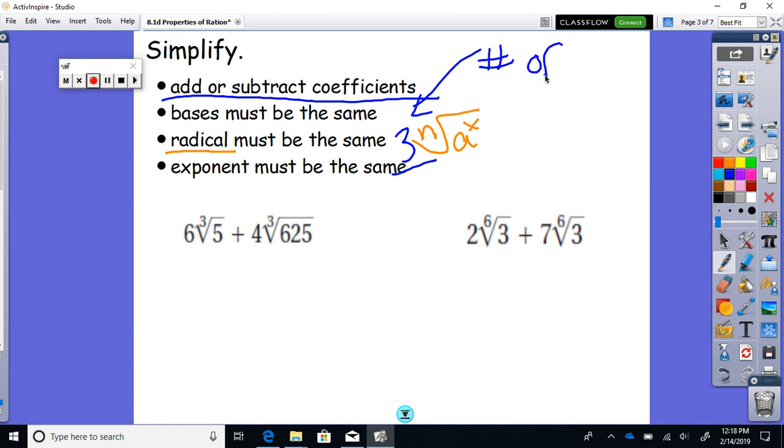Let's see if I can switch this. It stays recording. I think that's what happened last time. So, number out front.